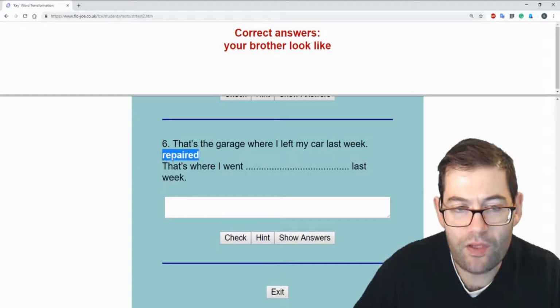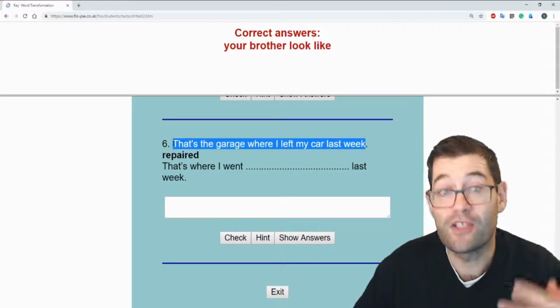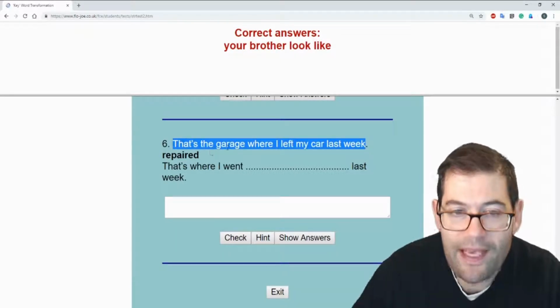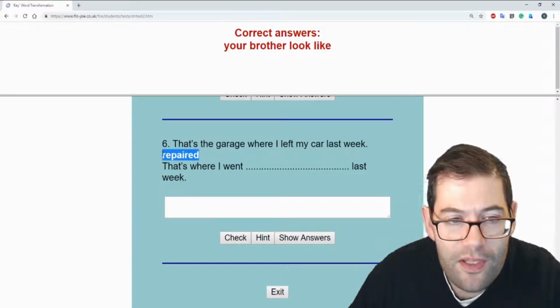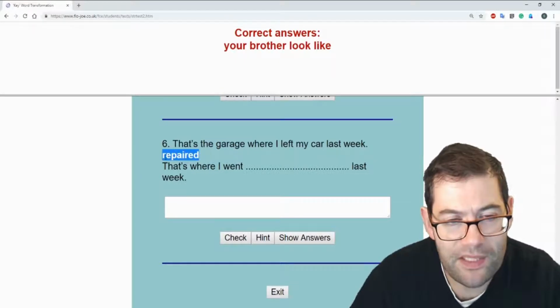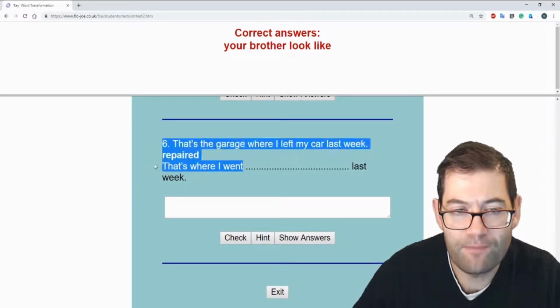Now, we've got the keyword repaired. So the context here is that this is the garage where I left my car last week, so that it can be repaired. This is the context, because otherwise, why would we be given this adjective or past participle as a key word? So let's concentrate on the language which we don't need. So that's where I went.